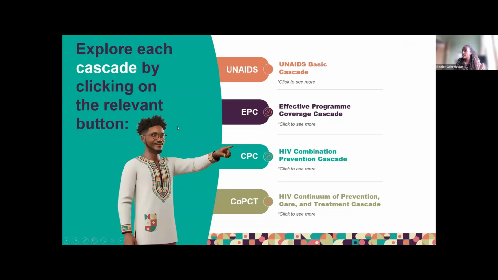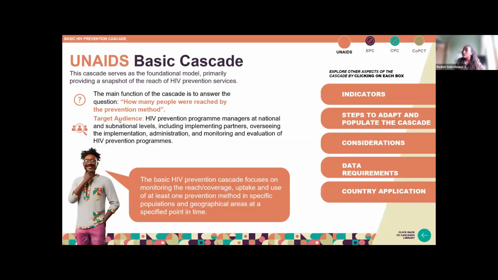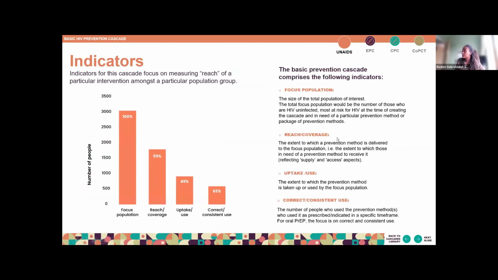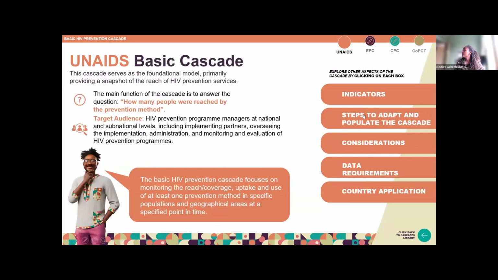So I'm going to click through one cascade and take you through the elements that it has. But like I said, because it's similar across all cascades, it is the same for all the others. So let's click into the UNA's basic cascade as an example. So if you want to explore the specific elements of this basic cascade, you simply click through the corresponding buttons to unpack the indicators, steps for adaptation, considerations, and data requirements. And you can do this by a simple click into those buttons. And it should take you to right where you want to be.